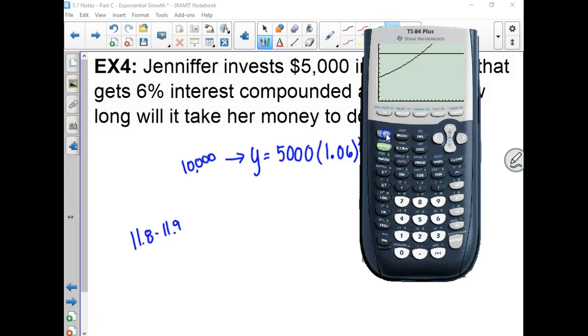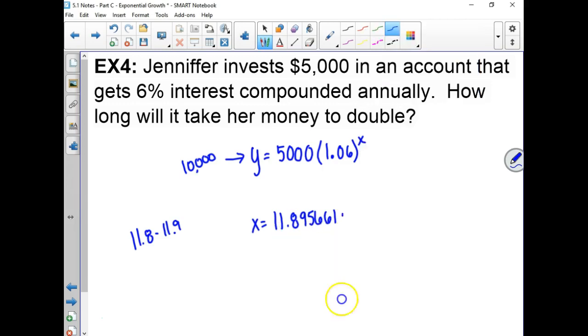So if we do second and trace, we're doing number 5, which is the intersection. Just hit enter for first curve. It's already very close to our guess, so we'll hit enter one more time. And we get our intersection at x equals 11.895661. So 11.895661 years would be our answer there. Now, you probably don't need to be quite that precise in a lot of cases, but the graph does allow you to be a little more precise.